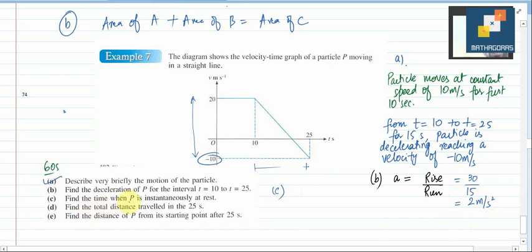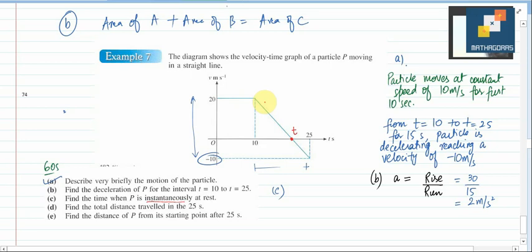After that, for part C, it says find the time when P is instantaneously at rest. Alright, instantaneously at rest means that the velocity is 0. From the graph you can observe that this point here is where the velocity is 0. Let me say that this point is t. We have the gradient of this line here, and the gradient of a line cannot change whether there are 2 points, 3 points, or 6 points.